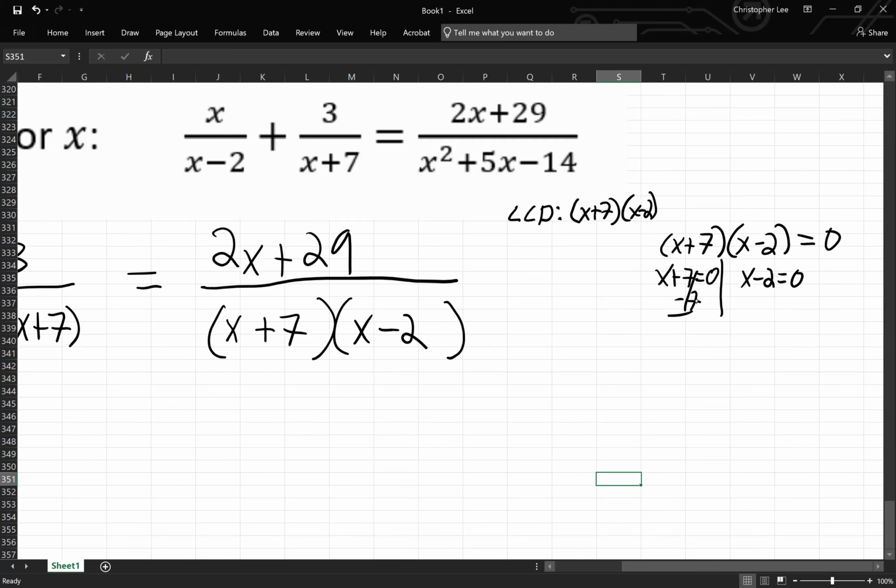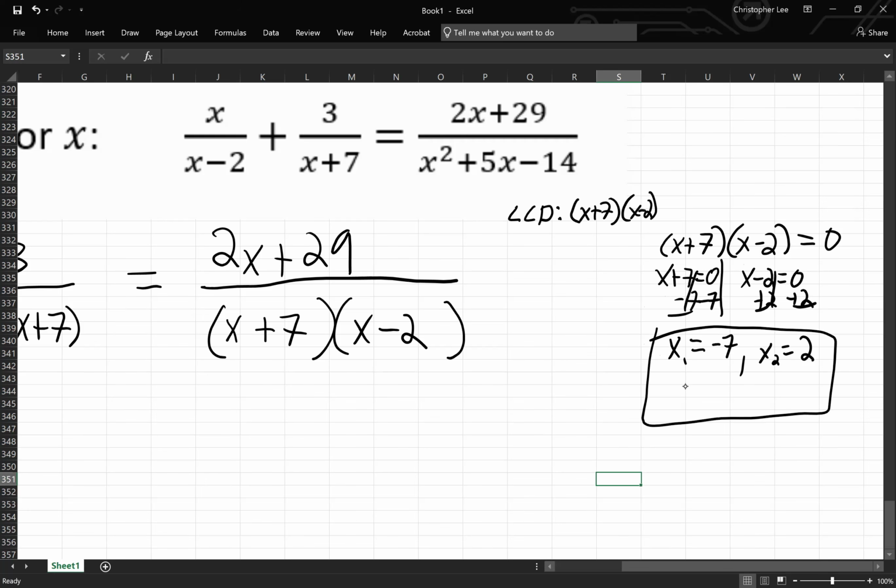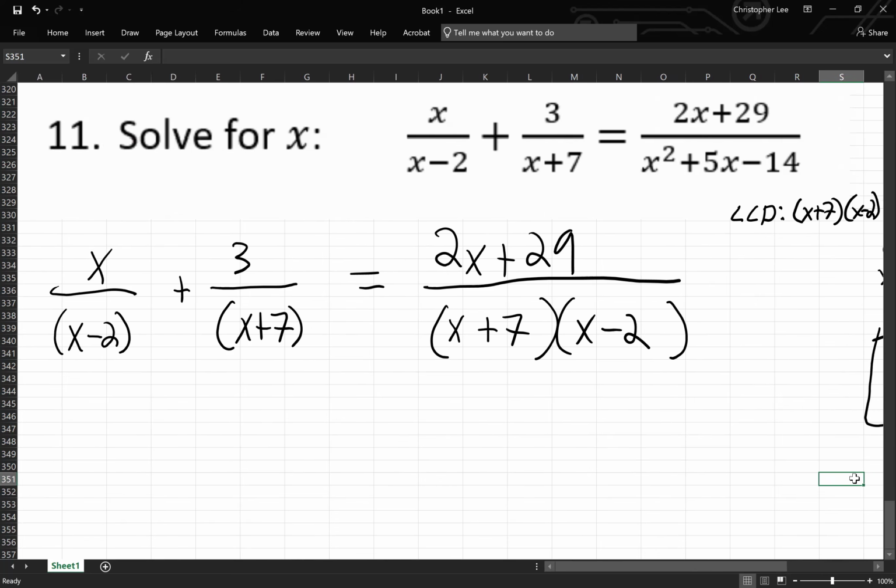I'm going to subtract 7. So I have X1 is equal to negative 7. I'm going to add 2 here, add 2 here. X2 is equal to positive 2, right? These are my excluded values. So remember, we're going to solve for X in this equation. But if we get one of these answers or both of these answers, that's not a solution, right? But anyway, let's verify it.